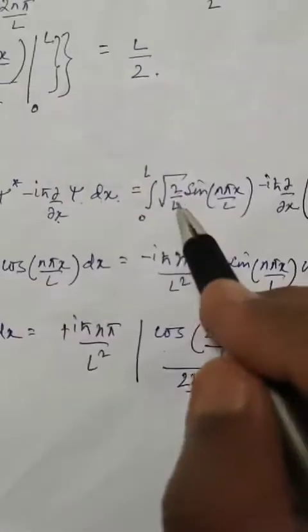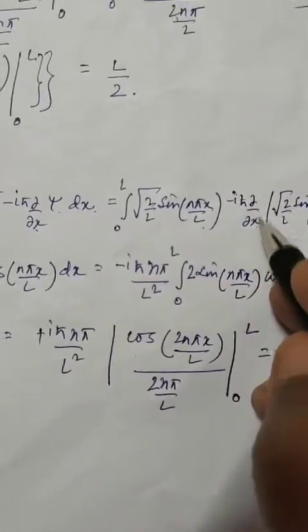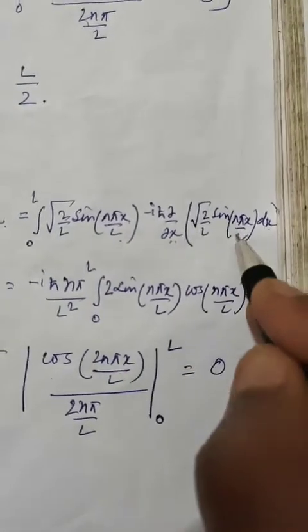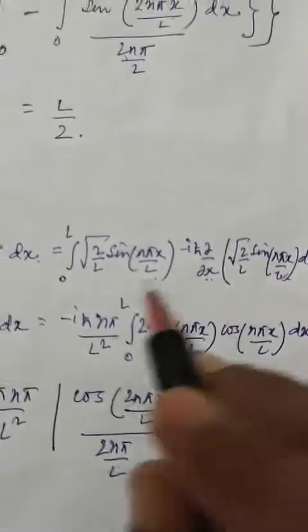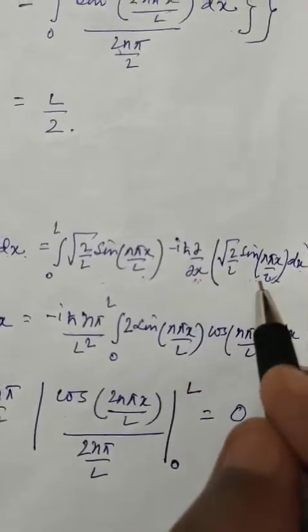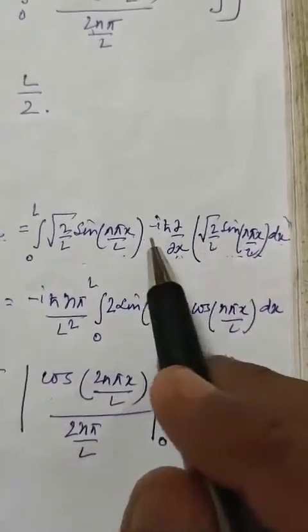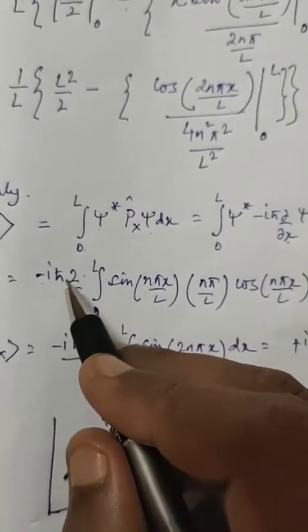So what is psi star? Psi star is again root 2 by L sine n pi x by L. This operator minus i h cross d dx, and psi is root 2 by L sine n pi x by L dx. So you differentiate this first, that is, you operate this operator on this first and then you multiply. So this is not multiplication of this and this, it is operation of this on this. The constants can be taken out. You can see root 2 by L and minus i h cross can be taken out, so that is 2 by L times minus i h cross.